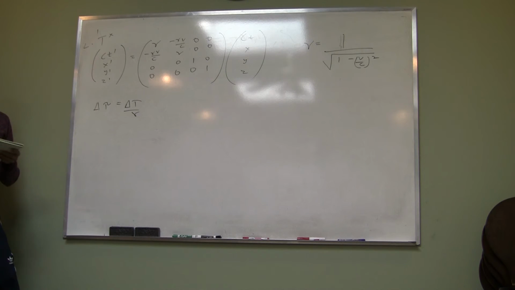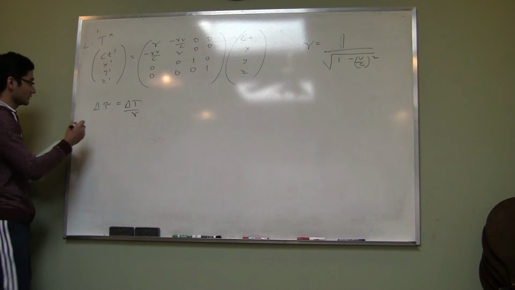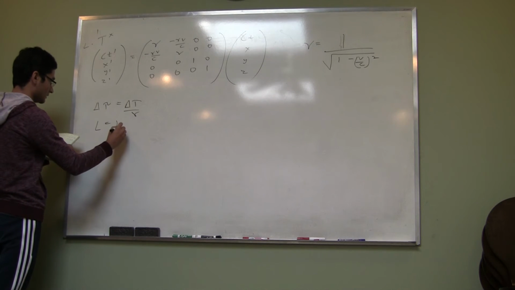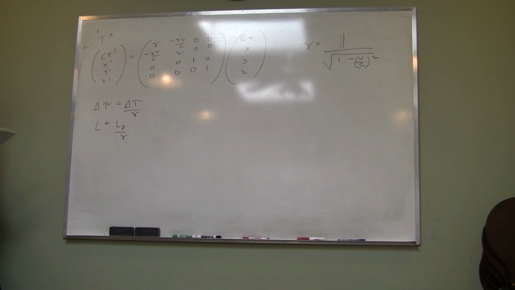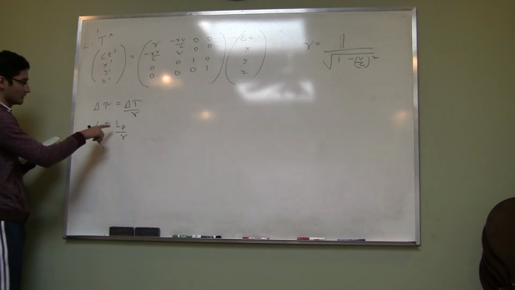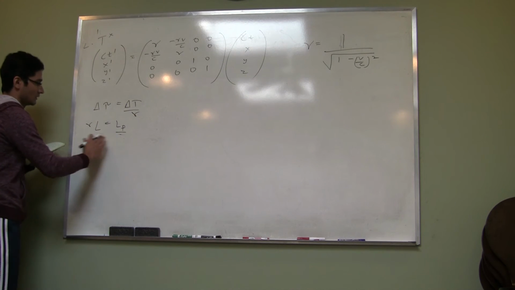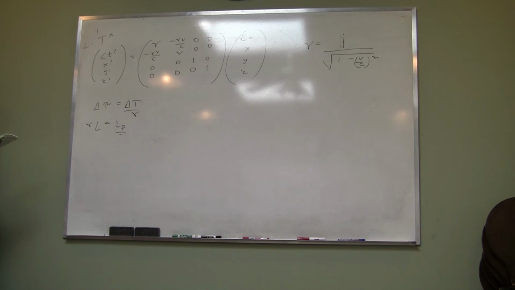Then length contraction, you can have a similar derivation. So length contraction is L equals LP by gamma, where LP is the proper length. And then there's the relativity of simultaneity.